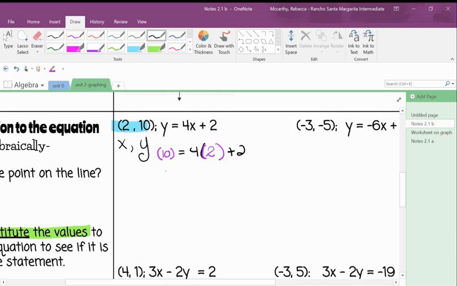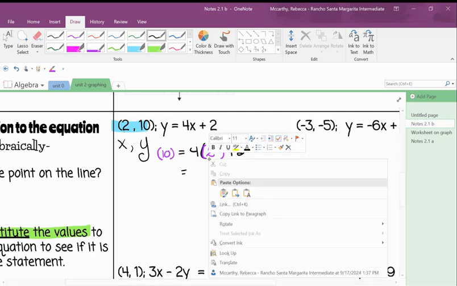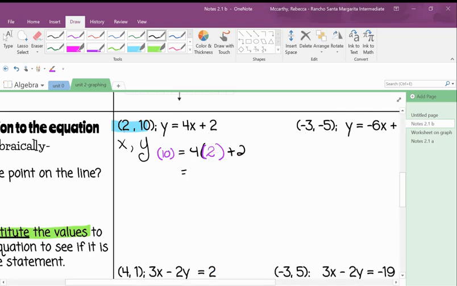And I'm going to solve one side at a time. The left is already simplified. My right, using order of operations, 4 times 2 is 8. 8 plus 2 is 10. And my answer is 10, and this side is 10. It's true. So yes, this is a solution. Yes, (2, 10) is a solution. Okay, so that's how I would show it algebraically.